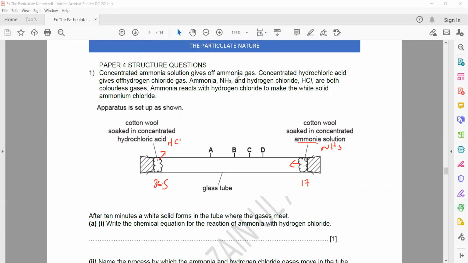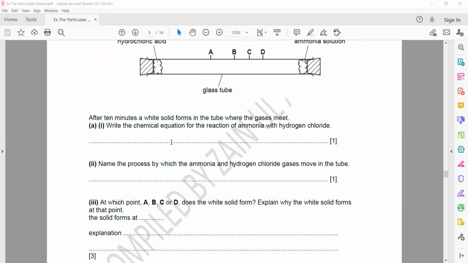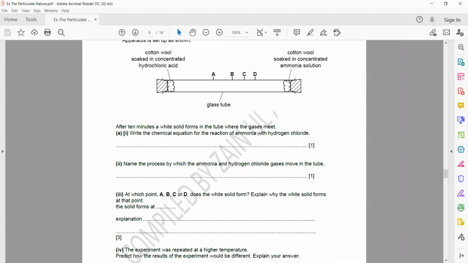So the concentrated hydrochloric acid gives off hydrogen chloride gas. Ammonia NH3 and hydrogen chloride are both colorless. When ammonia reacts with hydrogen chloride, it makes a white solid. So there is a white solid, ammonium chloride, formed. In the question, after 10 minutes, a white solid formed in the tube where the gases meet. Write a chemical equation for the reaction of ammonia with hydrogen chloride.